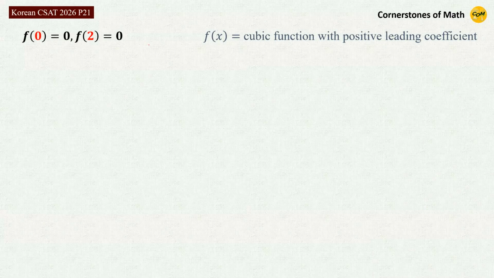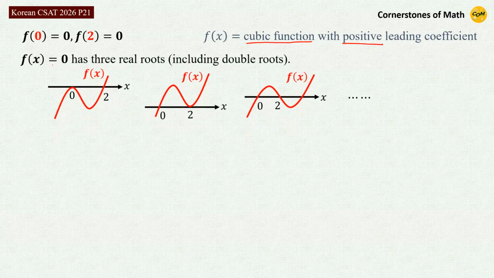Before we move on to the next condition, let us think about what can be inferred about function f of x from what we obtained so far. F of x is a cubic function with positive leading coefficient, satisfying f of 0 equals 0 and f of 2 equals 0. This means that the equation f of x equals 0 has 3 real roots. And by 3 real roots, I mean including the double roots cases, where 2 out of those 3 real roots are either 0 or 2.